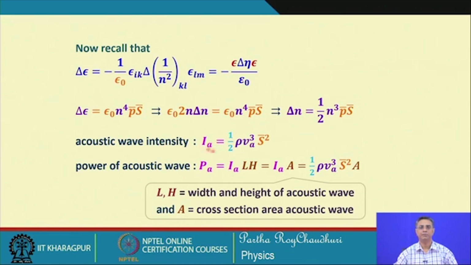From here we can get this equation, and the acoustic wave intensity is given by half rho V A cube s square. In terms of the power of the acoustic wave, we can write the acoustic intensity multiplied by the cross section, that is L into H. So, in terms of the cross section we can write this equation here. L and H are the width and height of the acoustic wave.